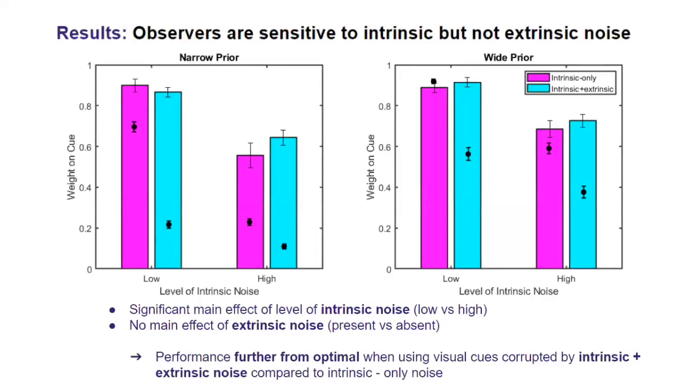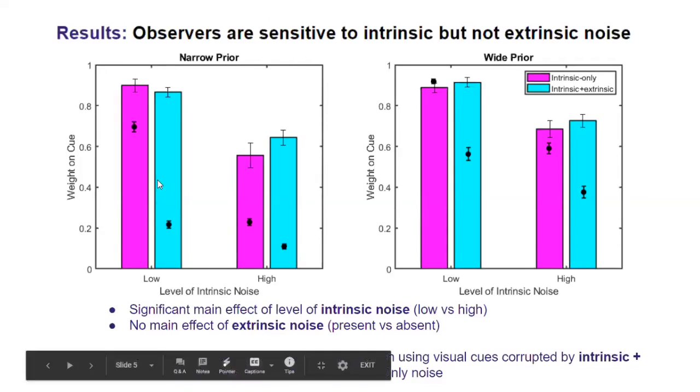Results of this project confirm the hypothesis that observers are insensitive to extrinsic noise. The graphs centered here visualize the weight that was placed on the sensory visual cue during both prior blocks. There was found to be a significant difference between the weight placed on the low and the high intrinsic only cues, with participants putting more weight onto those with low intrinsic noise. This is shown through the comparison between the bars on the left and on the right of the graph.